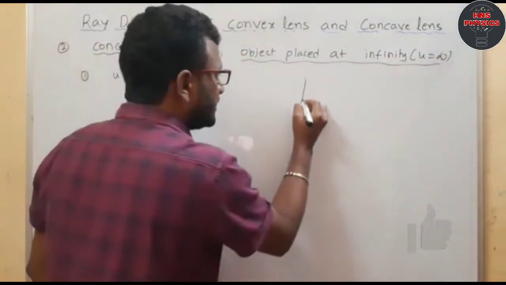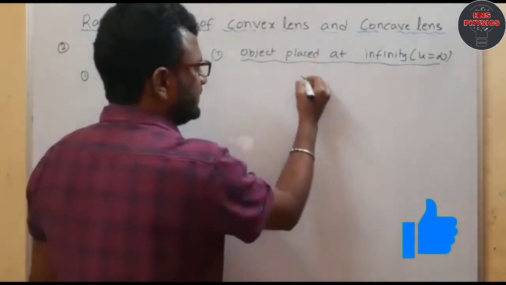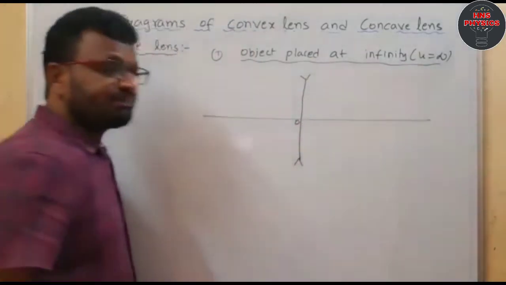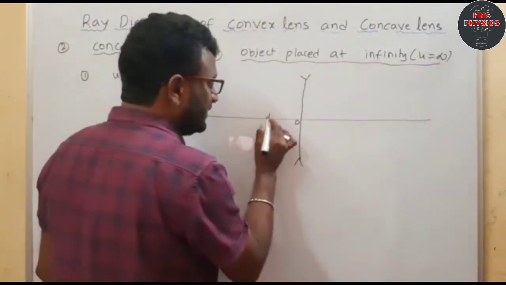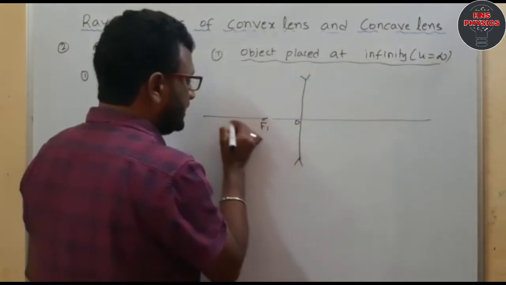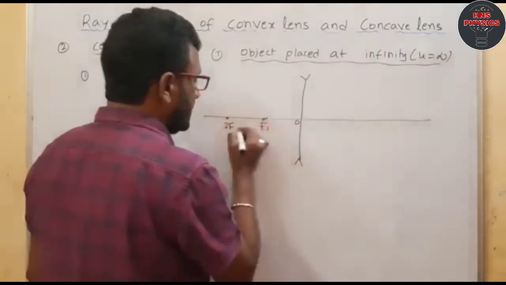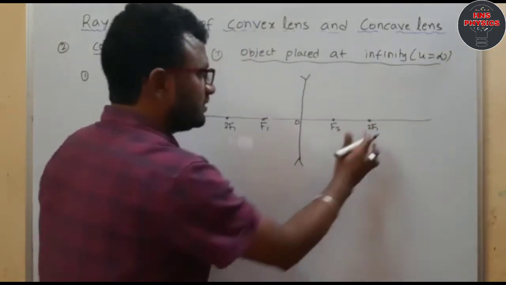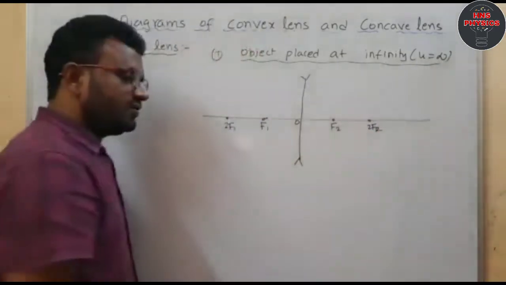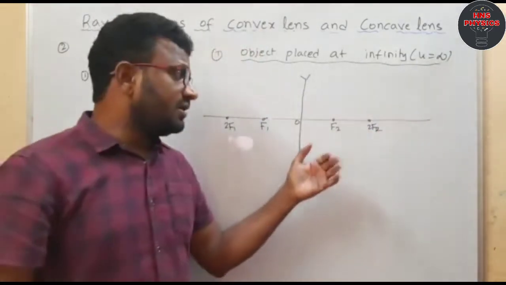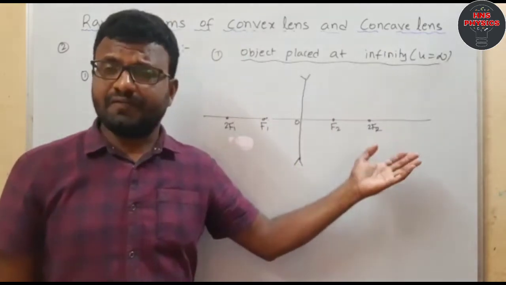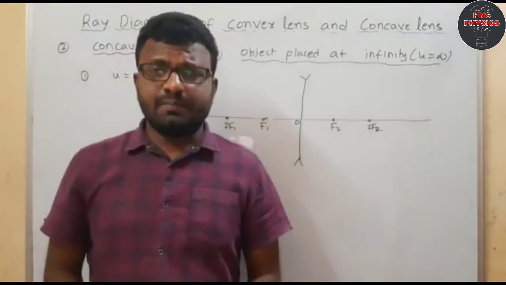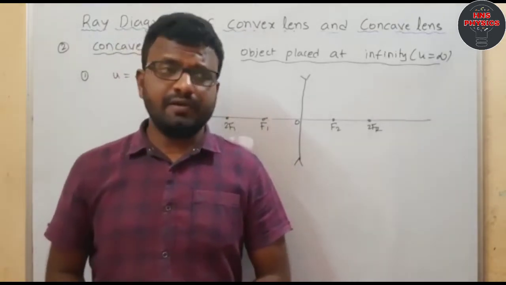I am taking a concave lens. This is the concave lens symbol. This is the optic center. Now this is f1 and 2f1, and on the right side f2 and 2f2. Why are we taking f1 and 2f1 on the left side? Actually, for the convex lens we took f1 and f2 on the right side. Why we are taking this, we already discussed in the previous class. You have to see that video, right?